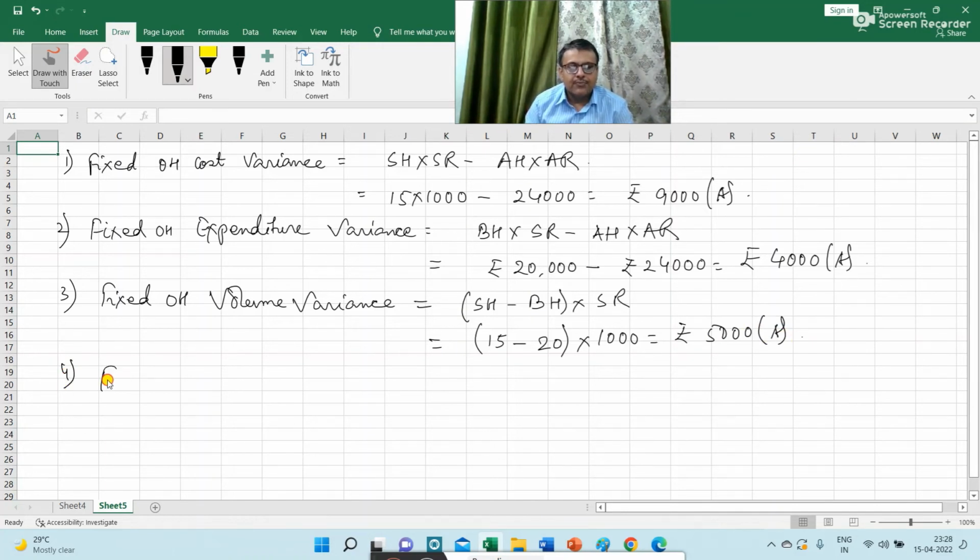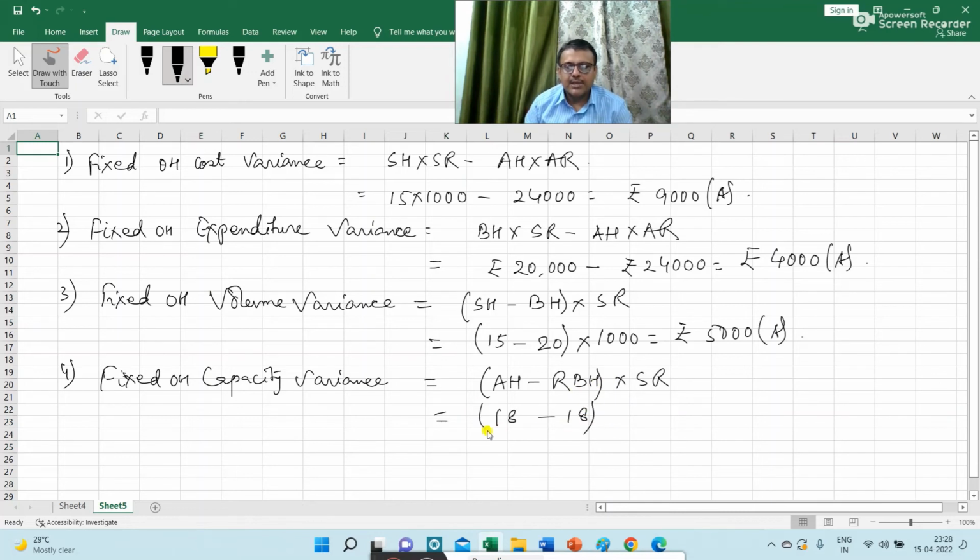Next is the fixed overhead capacity variance. So this is equal to actual hour minus revised budgeted hour into standard rate. So actual hour is 18 days and revised budgeted hours is also 18 days into 1000. So you have a fixed overhead capacity variance as nil.